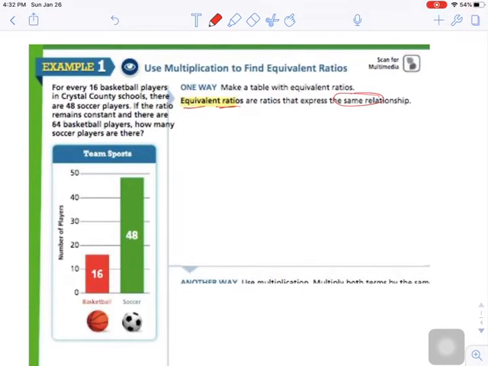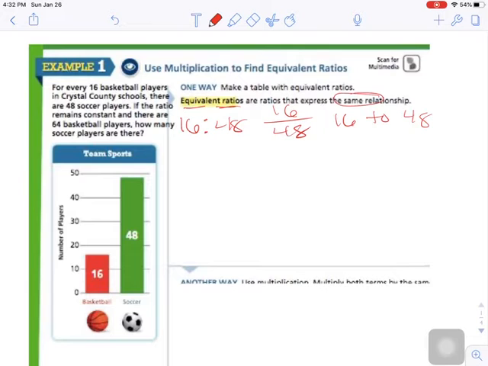So let's look through some examples to see what that would actually look like. Example 1 says, for every 16 basketball players in Crystal County schools, there are 48 soccer players. If the ratio remains constant and there are 64 basketball players, how many soccer players are there? So first, let's write this relationship as a ratio. If it's saying 16 for every 48 soccer players, I can write that as 16 to 48. Remember, I have 3 ways I can write my ratios.